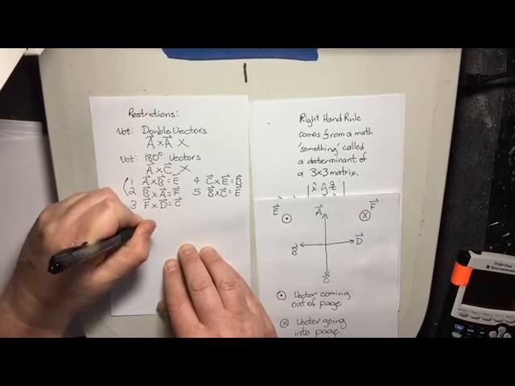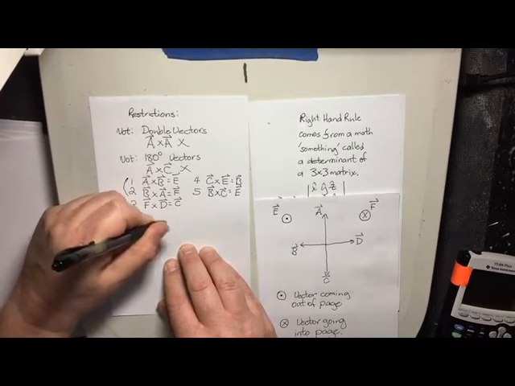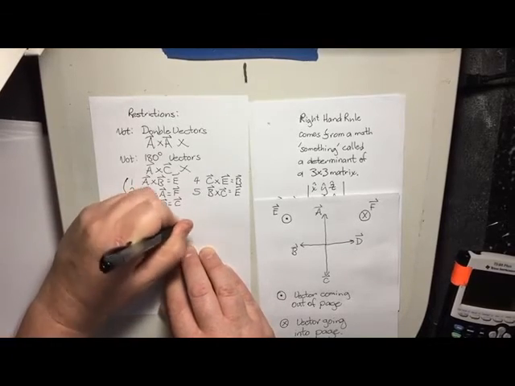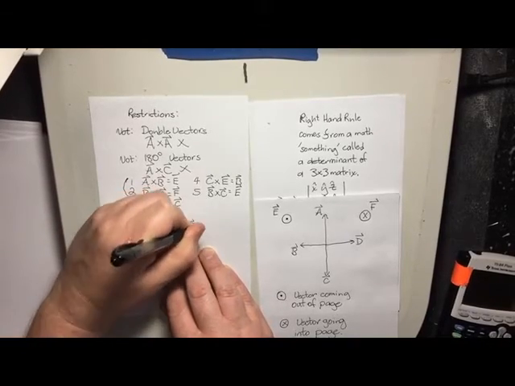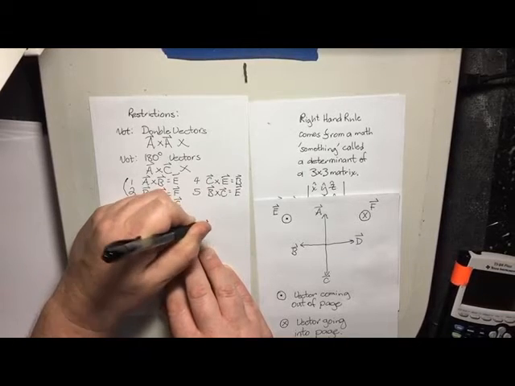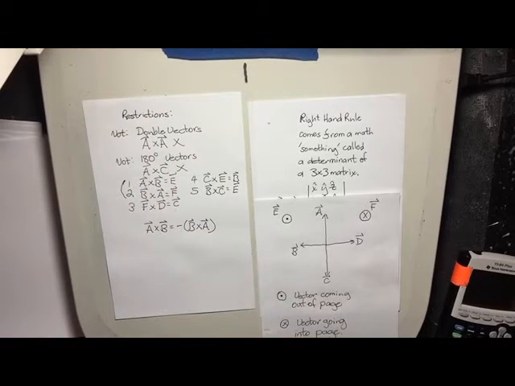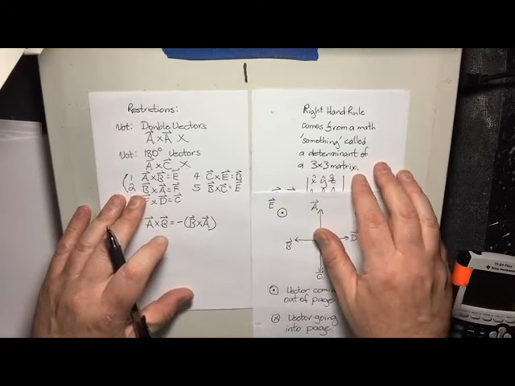So A cross B is negative of B cross A. A cross B is not equal to B cross A. A cross B is equal to negative of B cross A. And so that is the right-hand rule game.